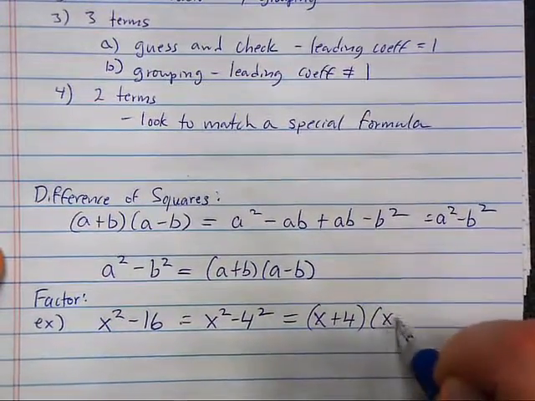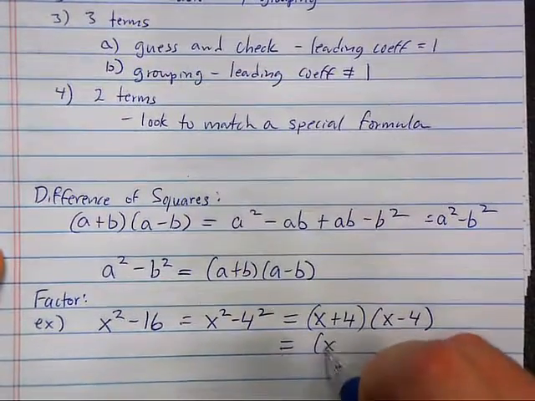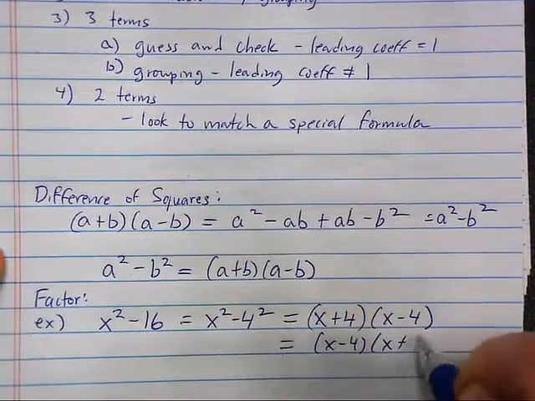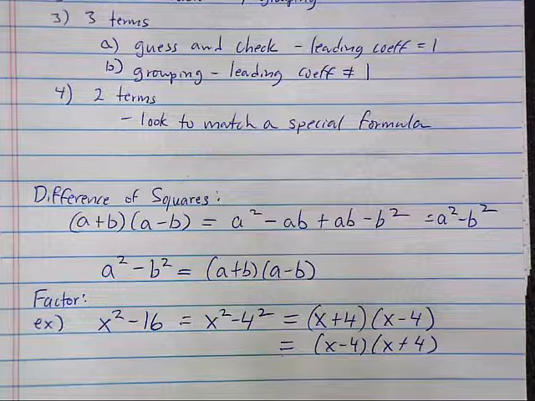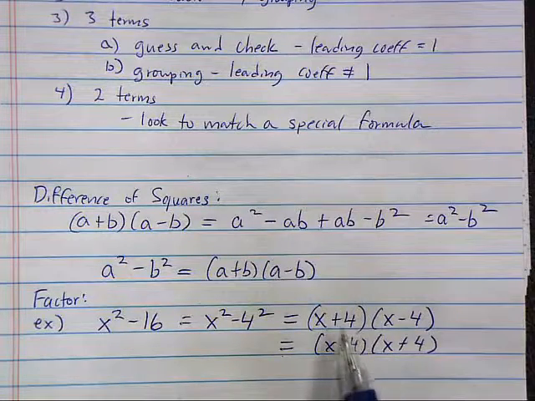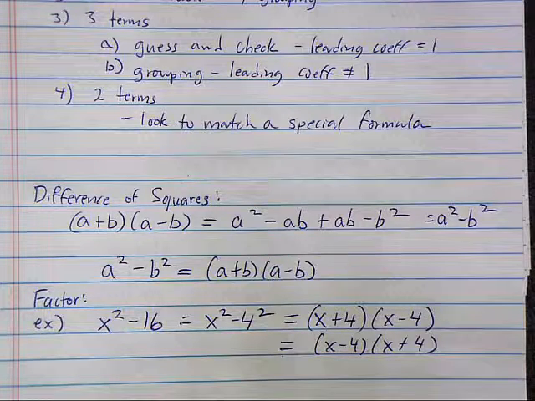X plus 4, x minus 4. I heard some people saying x minus 4, x plus 4. Does it matter which one you put first? No, why not? Organized by order? True. But how come it doesn't matter if I switch the order? How come I can put the x plus 4 first or second? Because it's the same answer?